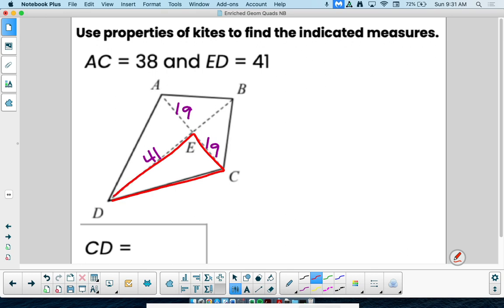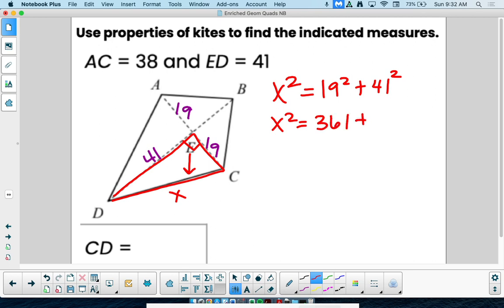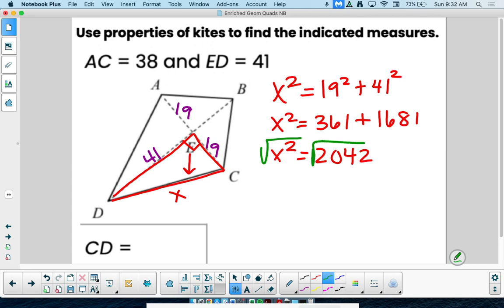So if you notice, folks, this should be a right triangle. So what we're looking for, x would be our hypotenuse because it's across from that right angle. So x squared equals 19 squared plus 41 squared. Now just crunch her out. 19 squared is 361. 41 squared is 1681. Combine those on the right side, so 2042. Last step, take that square root.